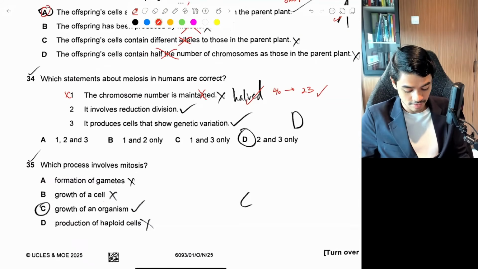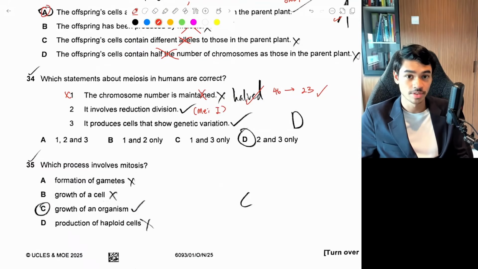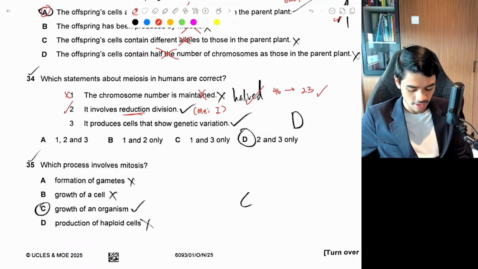Okay, then statement 2. It involves reduction division. Yes, this is meiosis 1. Meiosis 1 is called reduction division because that is when the chromosome number officially drops by half. It's reduced. That's why you call it reduction, because it reduces the number of chromosomes. Then 3. It produces cells that show genetic variation. Yes, the gametes are genetically different. Okay, this is true.